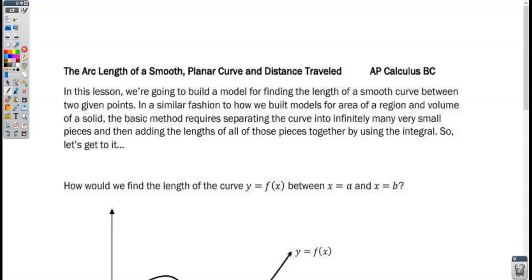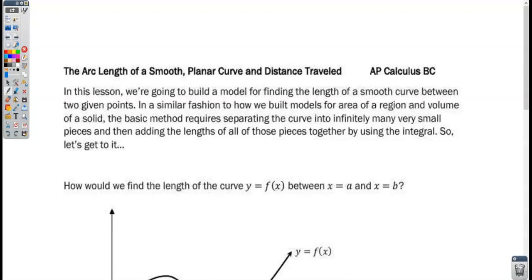Alright, welcome back everybody. In this video we are going to talk about section 8.13 of AP Calculus BC, the arc length of a smooth planar curve and distance traveled. So what's going to happen in this lesson? We're going to build a model to find the length of a smooth curve between two given points. And then we're going to use that to talk about distance traveled of objects.